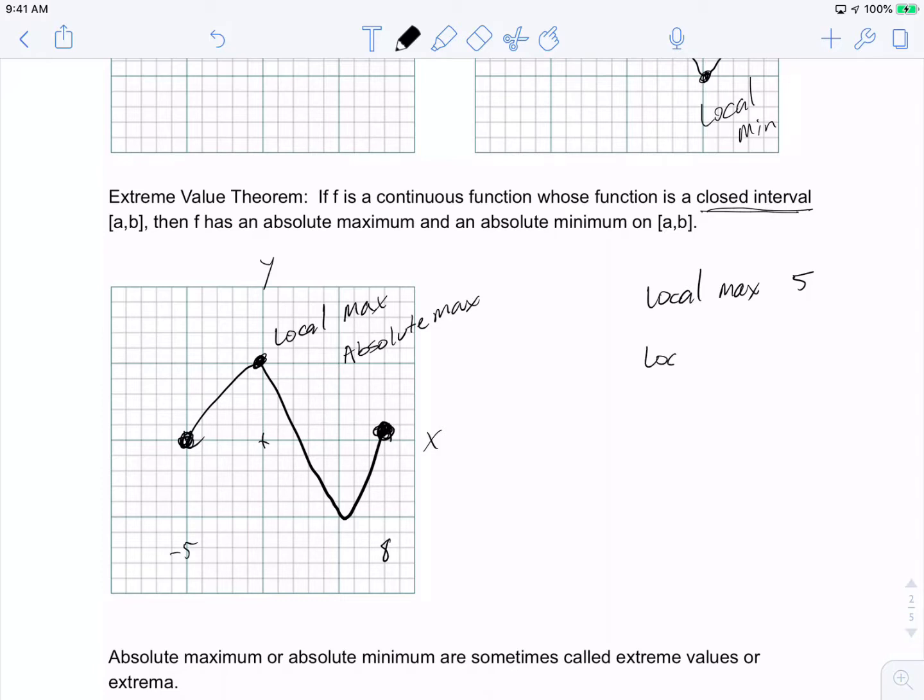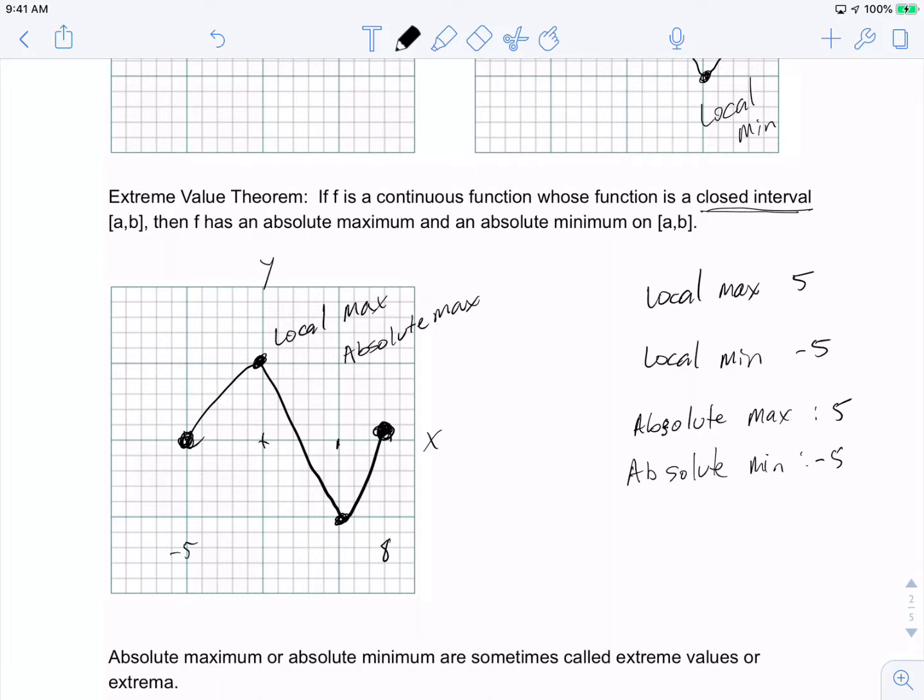If I asked for a local min, it would be this guy right here. We're going to say that's at 5, -5. That local min value would be -5. Where does it occur? It occurs at the x value 5. Now, in this case, because it's just a simple loop, our absolute maximum is going to also be 5, and our absolute min is going to be -5.